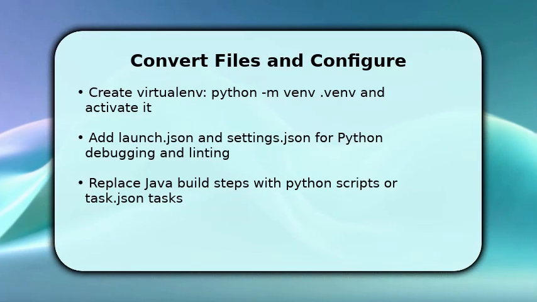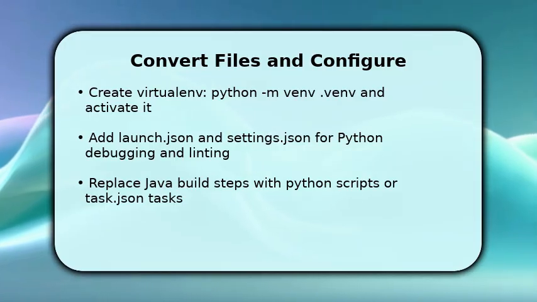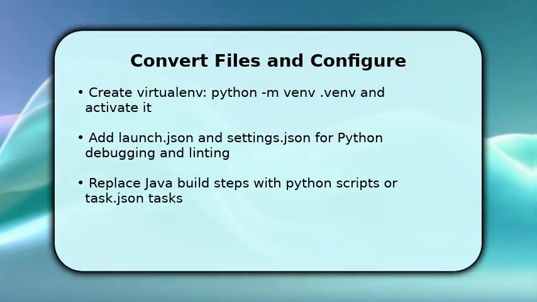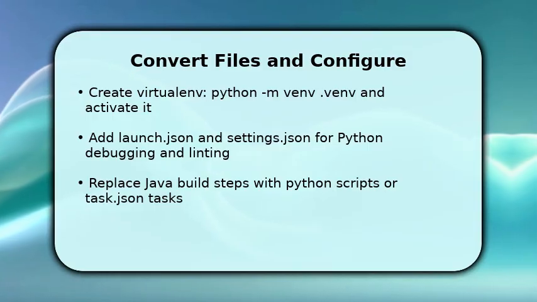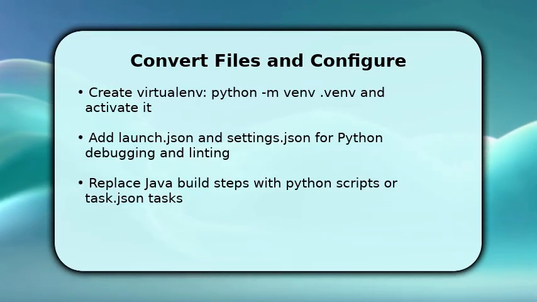Now convert code and configure VS Code. Create a virtual environment with python -m venv .venv and activate it so dependencies stay isolated. Open the command palette and select the interpreter inside .venv. This ensures linting and run commands use the right Python.